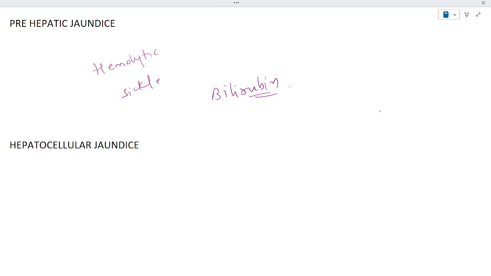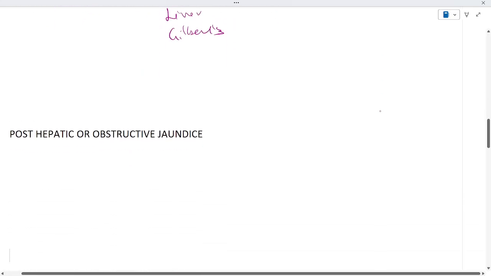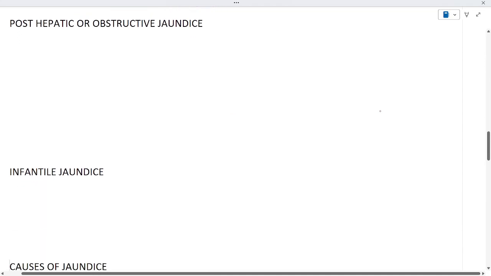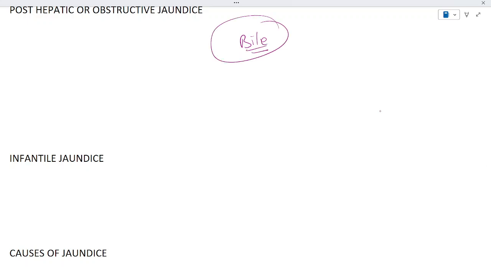Second type, we can see, is hepatocellular jaundice. Here the disorder is caused in the liver, and examples include liver cirrhosis and Gilbert's syndrome. The third form of jaundice that we have is post-hepatic or obstructive type of jaundice. Here the bile, and therefore the bilirubin contained inside, is obstructed and prevented from draining into the digestive system from the gallbladder, and examples of it include tumors and gallstones.